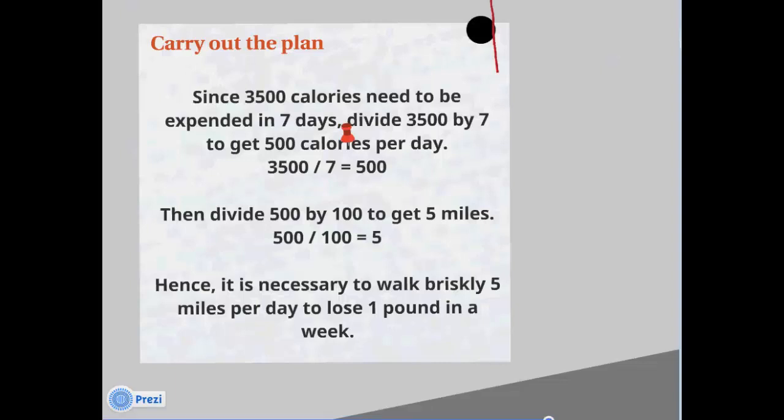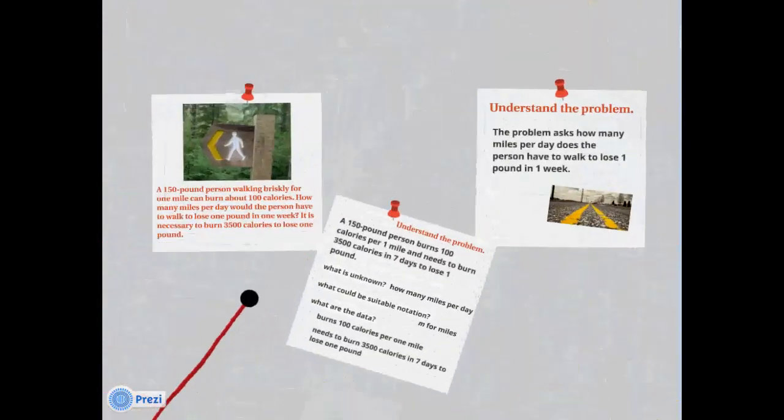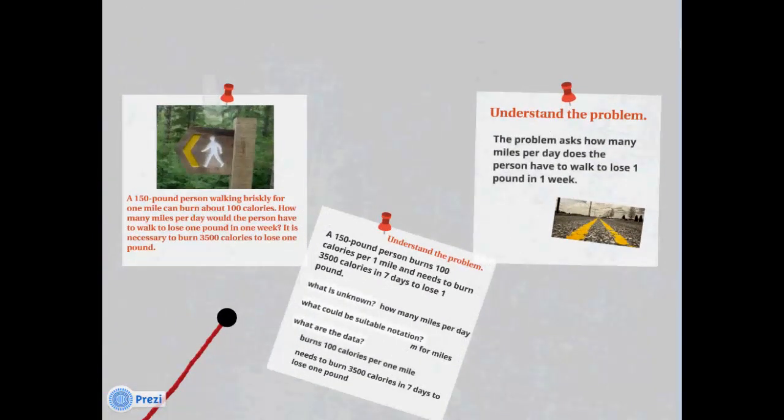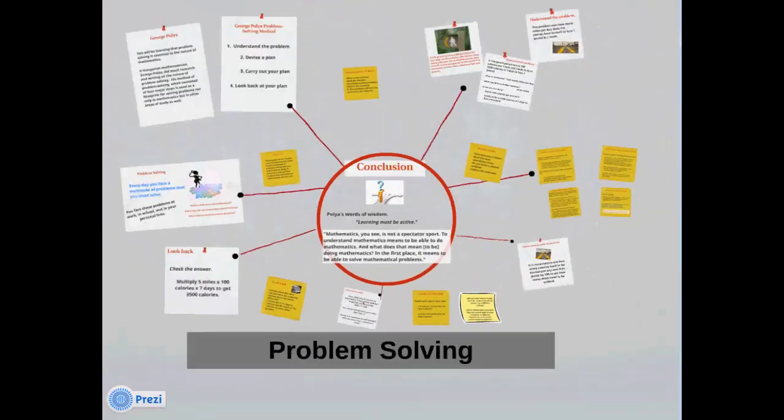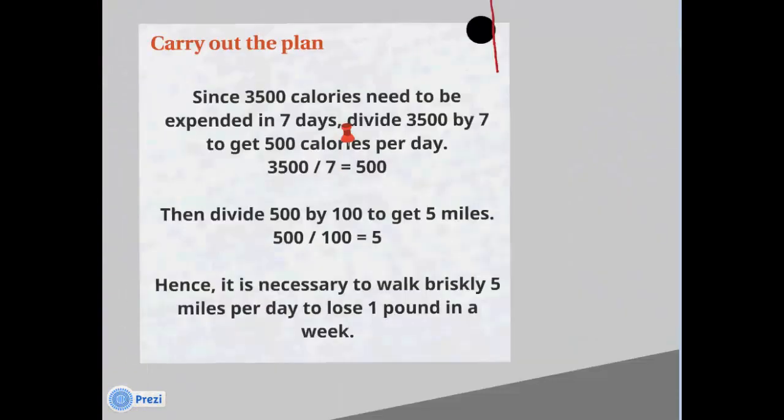And you're wondering, where did that 100 come from? Well, let's go back. We know that you can burn 100 calories per 1 mile. And so we have to walk 500 calories' worth that we've just figured out here. Okay, let me get back to my slide that I need to be on. So we know that we need to divide that 500 by 100 now to get that 5 miles. So that actually solves it for us. It's necessary to walk briskly 5 miles a day to lose 1 pound in a week.